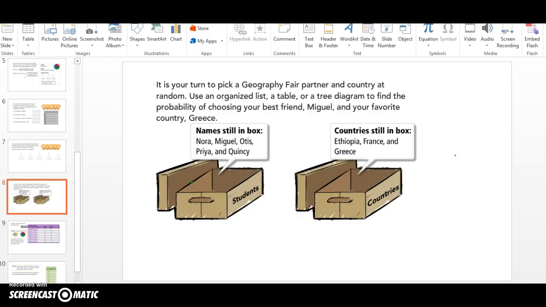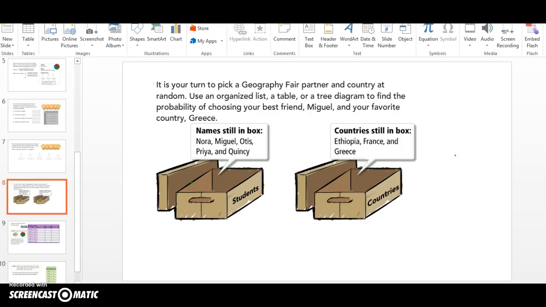All right. So this one says you're in social studies and you're working on a project, and Mr. Hill has put all of the names for the class in a box. And then you put all the countries in the other box, and you've got to pick your partner and pick your country. That's basically what this is. And it's saying, what are your chances that you're going to draw your best friend Miguel and your favorite country Greece? That's what we're trying to figure out.